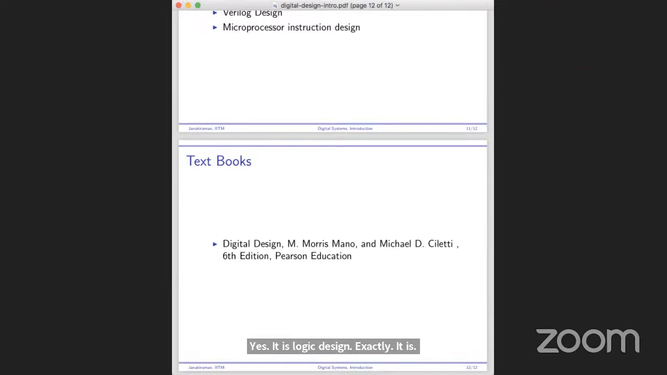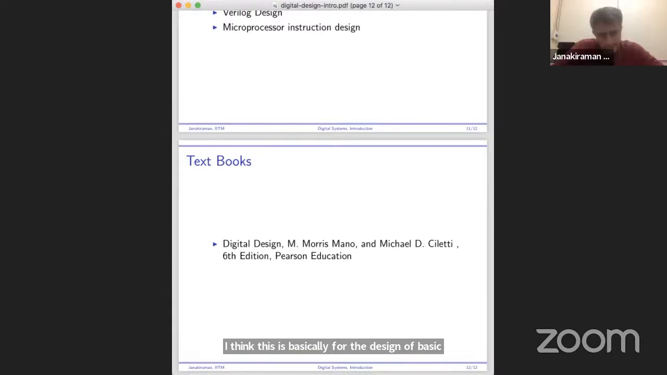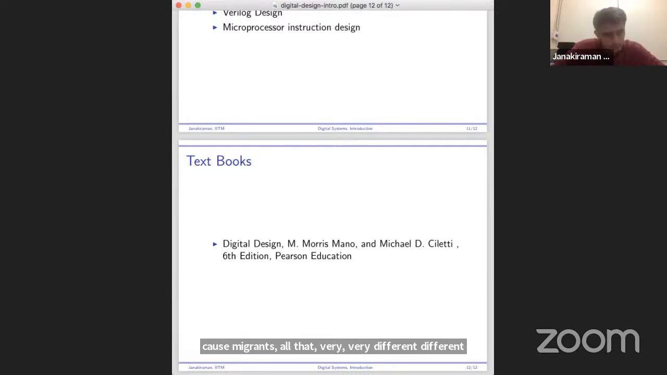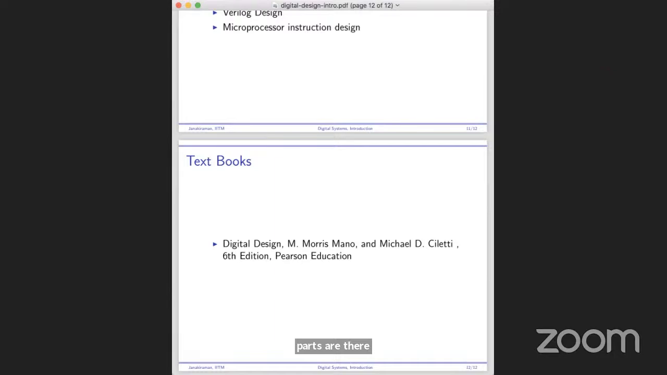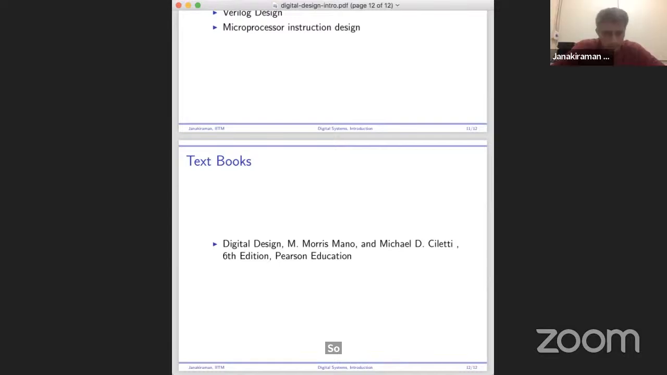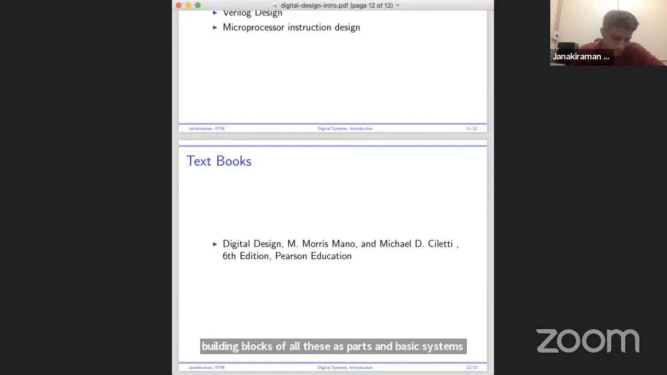I think this is basically for the design of basic building blocks of digital systems, like the ADC and the microcontroller, because a microcontroller includes many different parts. Before that, we have input output parts, ADC, counter, timer. These are the building blocks of all these parts and basic systems. Correct.